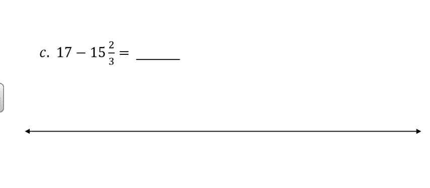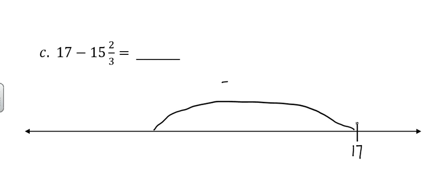Our final example is 17 minus 15 and 2/3. Again, the beauty of the open number line is I can start my problem anywhere on the number line. So I'm going to start at 17, and we'll put that on the right side. I have to subtract 15 and 2/3. So I'm going to do one big jump to show that I've subtracted 15. 17 minus 15 is 2.